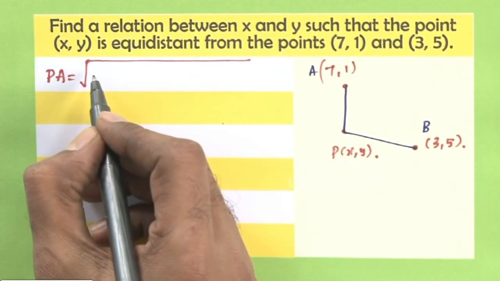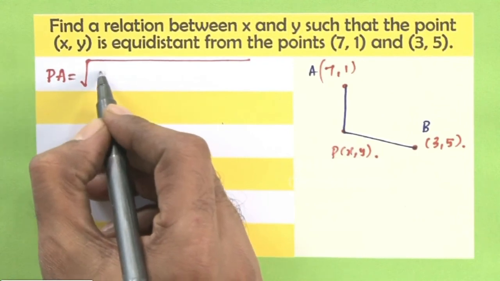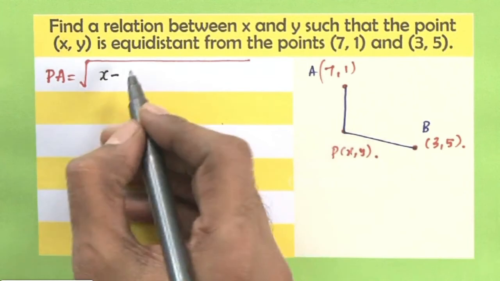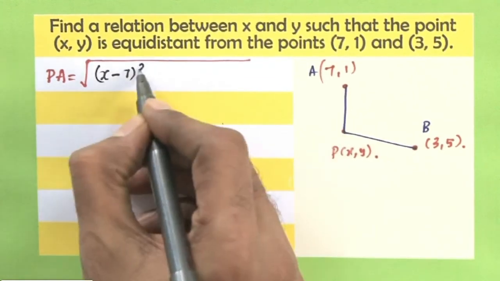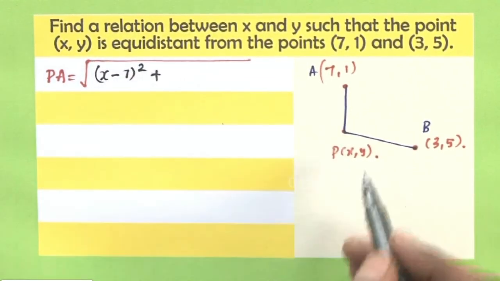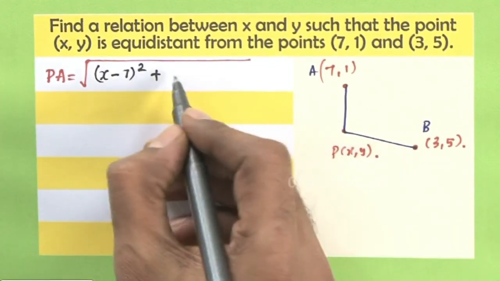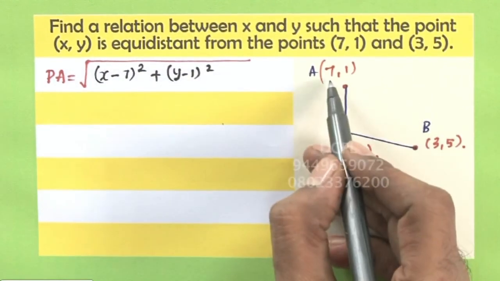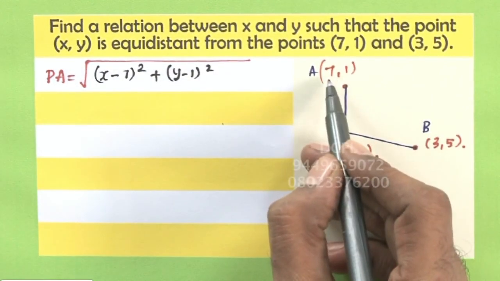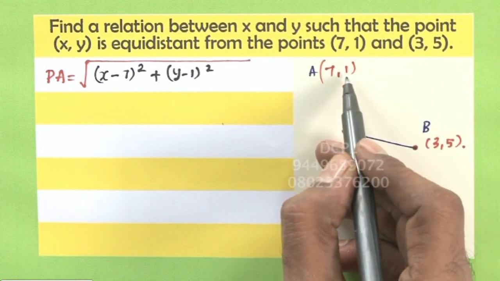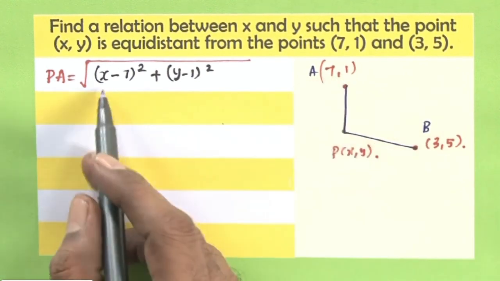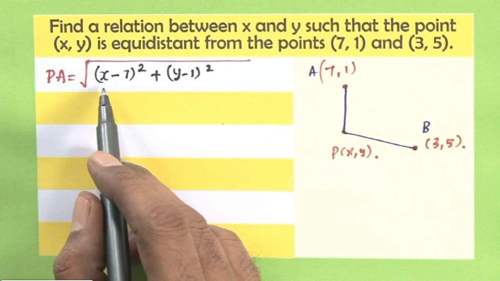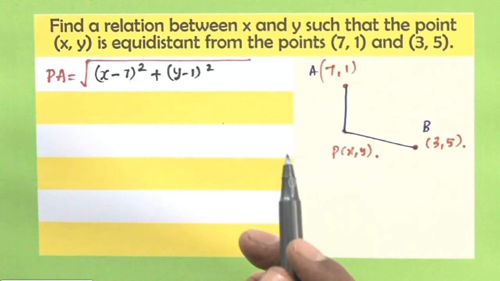However, x2 is x minus x1 is 7, x minus 7 whole square plus y2 is y minus y1, y minus 1 whole square. You can observe carefully, dear students. This is 7 comma 1, right? So x1 is 7, y1 is 1. So therefore, you can write it as x minus 7 whole square plus y minus 1 whole square.